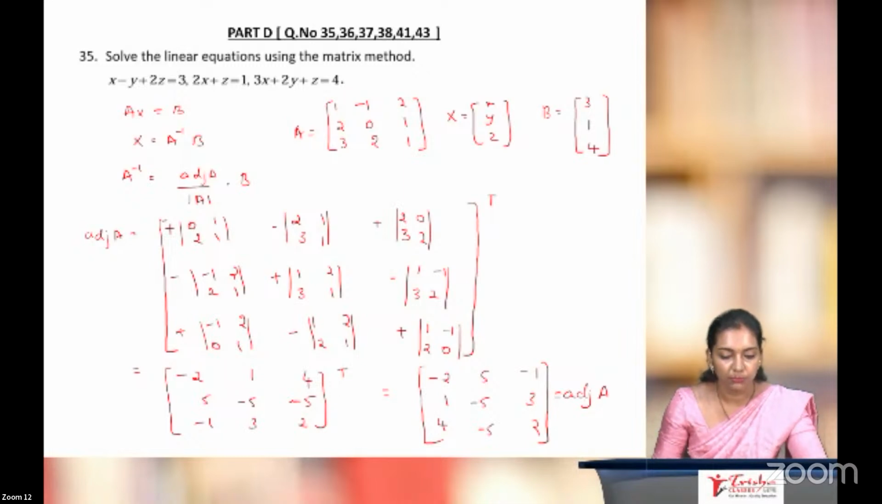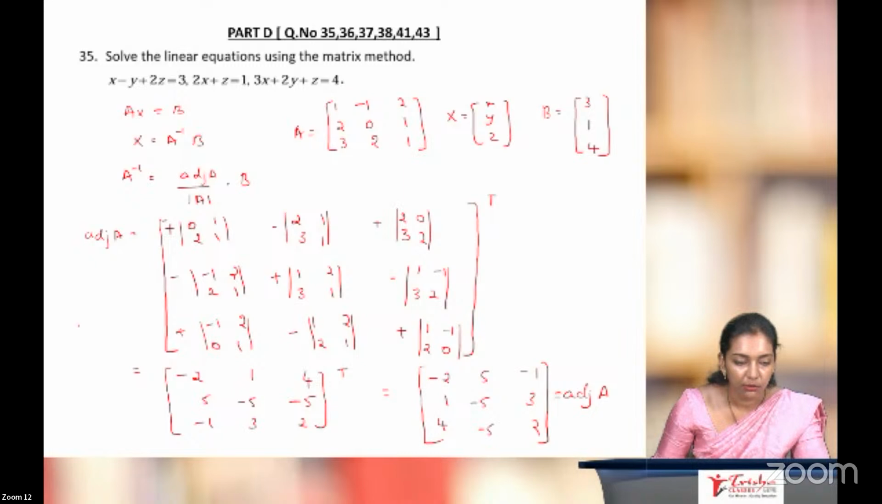Now what do you have to do? Once you get this, I'll erase the top one. Once you get the adjoint of the matrix, you have to find the determinant of A. Determinant of A should not be equal to 0. If it is not equal to 0, then the inverse exists. So I just find the determinant of A.